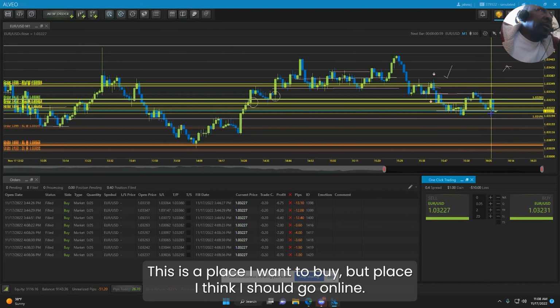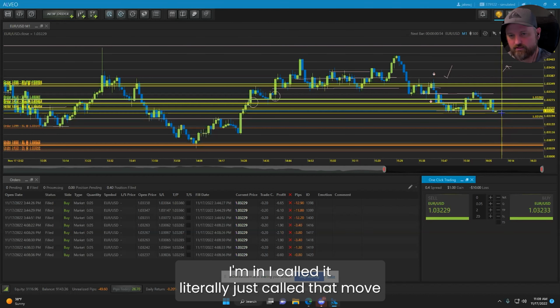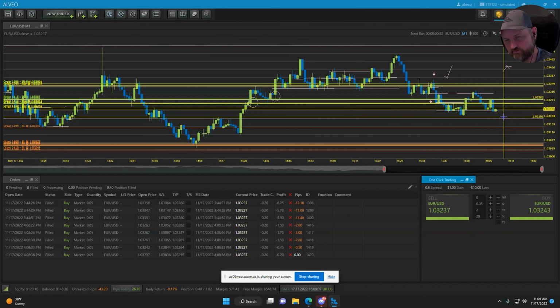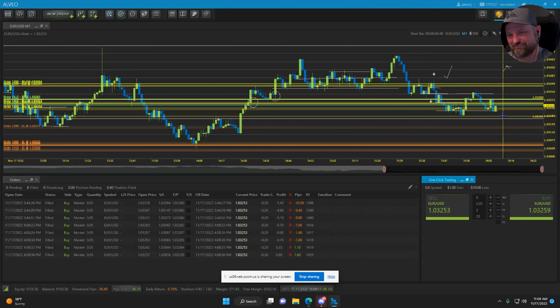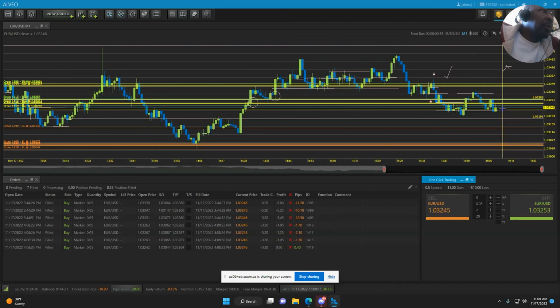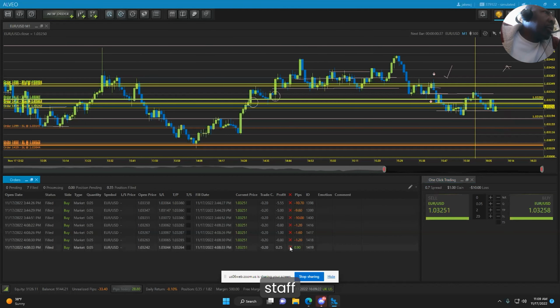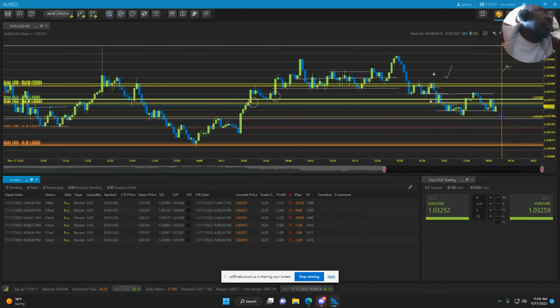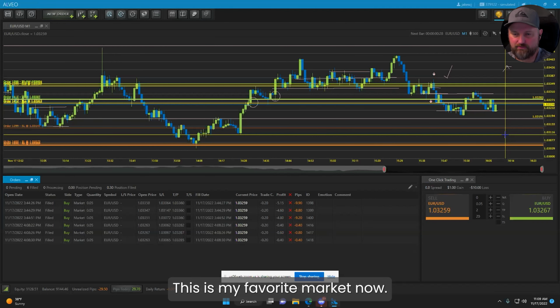This is a place I want to buy. I called it. Literally just called that move, saying this is where you should get in on sells. Push up, want to go up, want to take out this stall. This push up is the type of market that I was looking for. Love it. This is my favorite market.